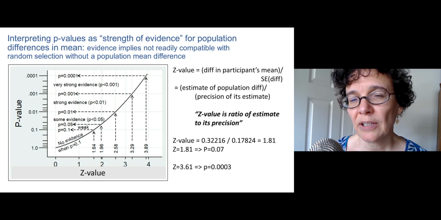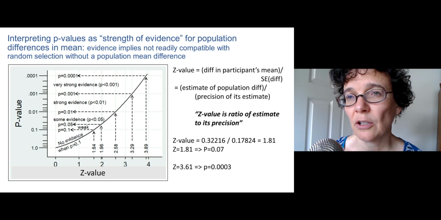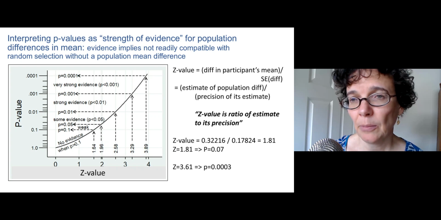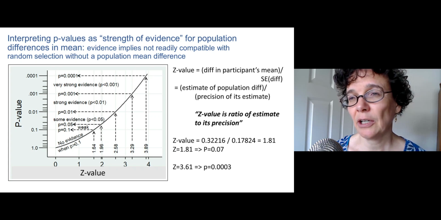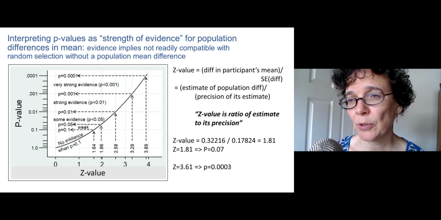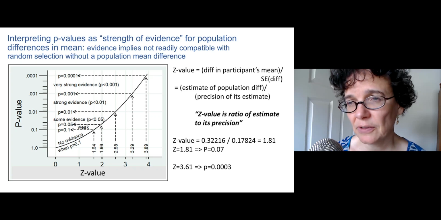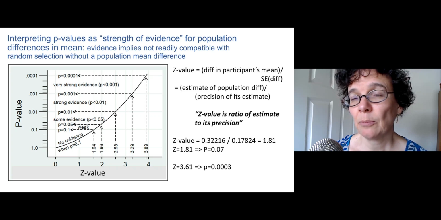The way to interpret that is weak. On the graph, it's got the word weak, so this is a weak suggestion of possible difference in mean BMI by gender. On the other hand, if you had a very much larger Z value of 3.61, you can again look at that on the horizontal axis, find that value, go upwards and then across to the left, and get a p-value of 0.003. This is very strong evidence of a difference in population mean by group, if the Z value was that much bigger.